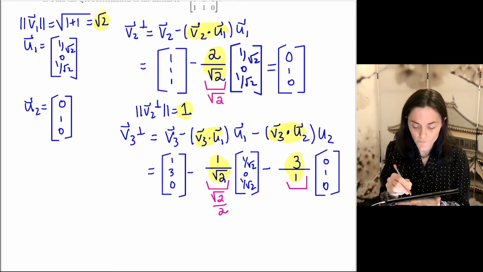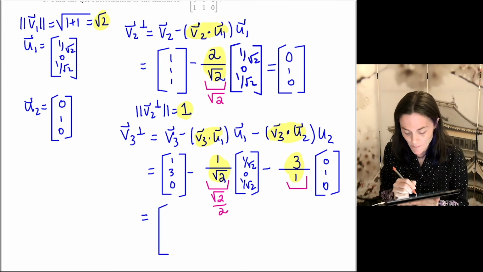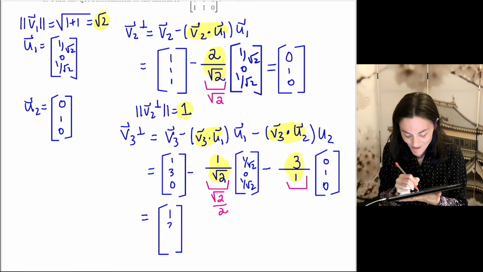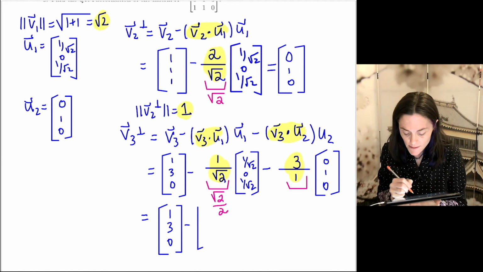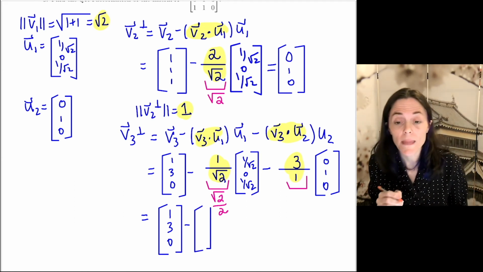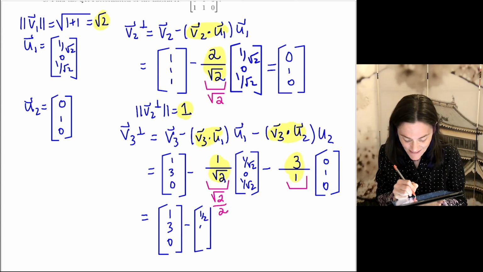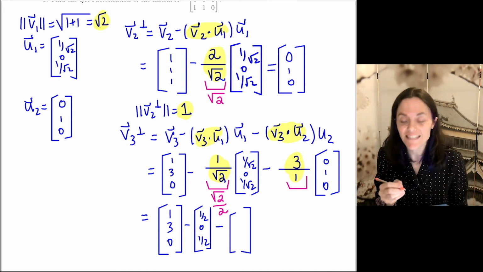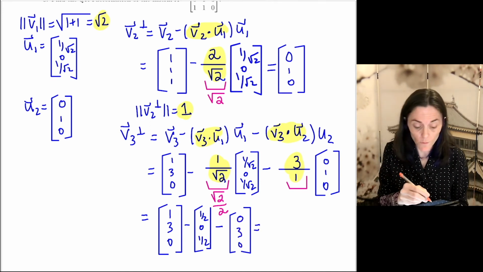Now, maybe I will simplify this before I add because it's a lot to look at like this. This first vector is 1, 3, 0. And then the next vector, you see what happens when I multiply through, I just get a half, 0, a half. So this is a half, 0, a half. And then I subtract off this third vector, which is 0, 3, 0. So that makes it a lot more simple to work with.